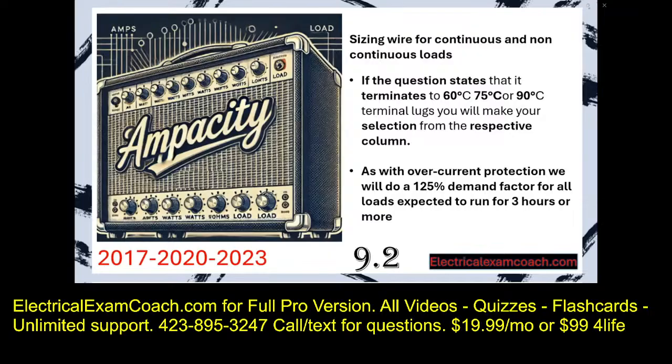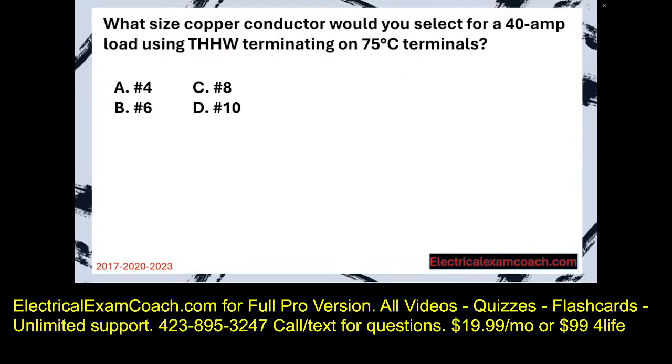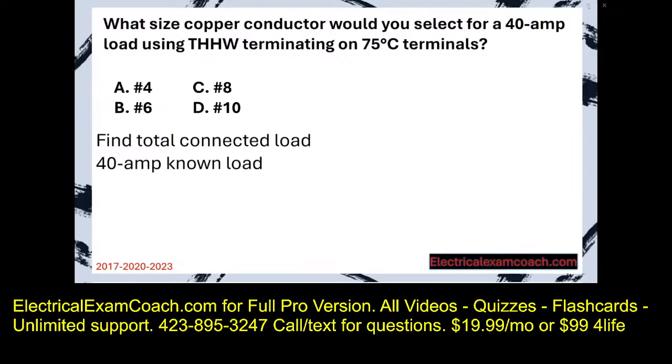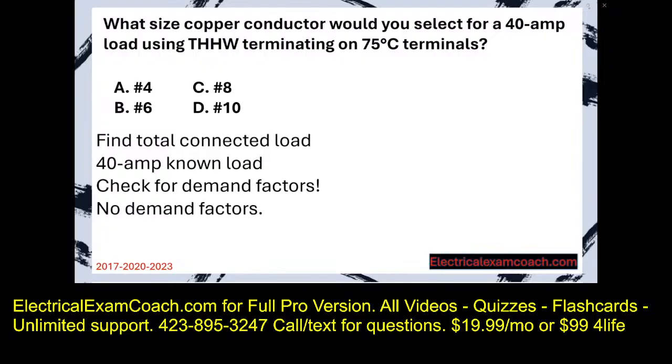Let's get to it. What size copper conductor would you select for a 40 amp load using THHW terminating on 75 degree C terminals? Step 1, find the total connected load. In this case, we know the load, it's 40 amps, but we must check for demand factors. It doesn't mention a specific type of equipment or that it's going to be a continuous load, so in this case, there are no demand factors. And we always have to remember that all wire must meet or exceed the known load. So we have to find a wire that meets or exceeds 40 amps.